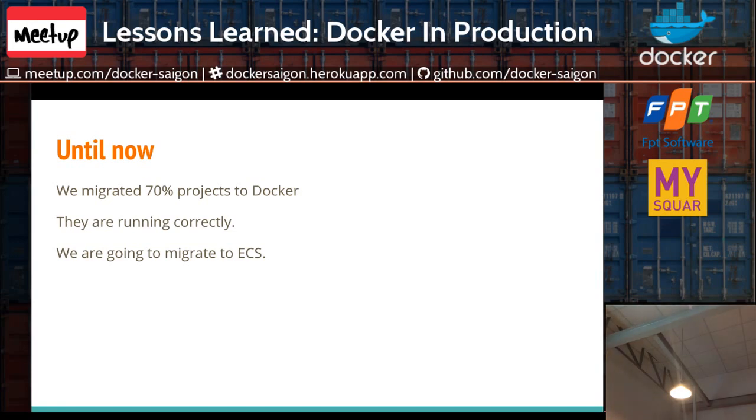Are you running the application inside the Docker container as the root user? Yes, just the root user.